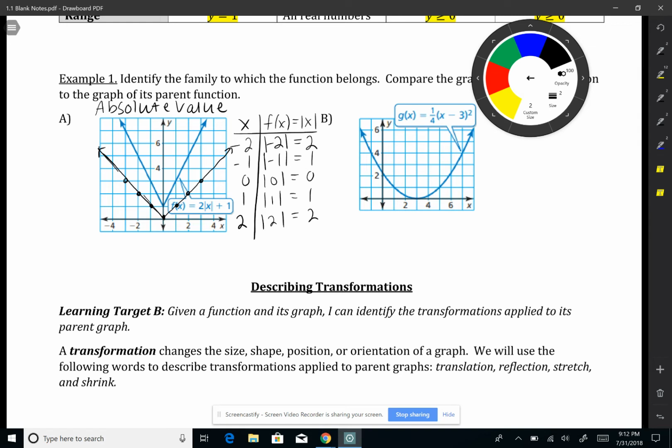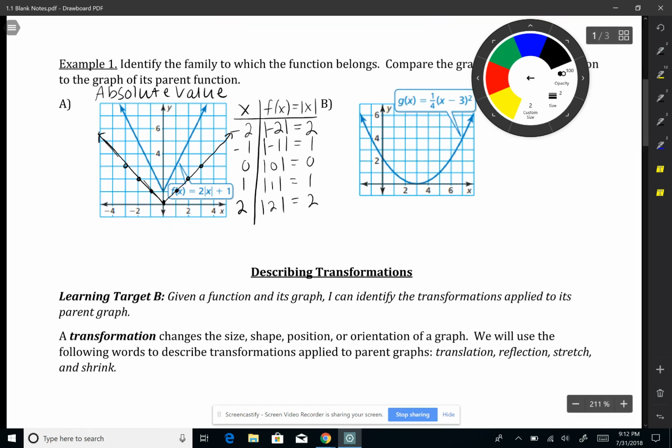The first thing I noticed that's different on the new graph than on the parent graph is that the vertex is at the point 0, 1. So it looks like our new transform graph has moved up 1 unit.